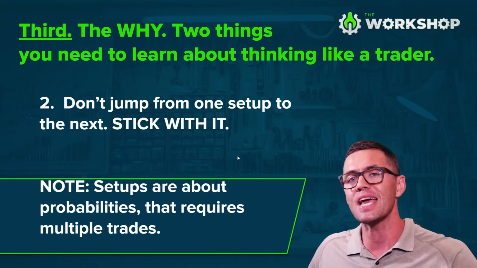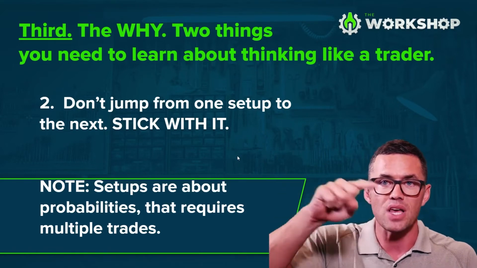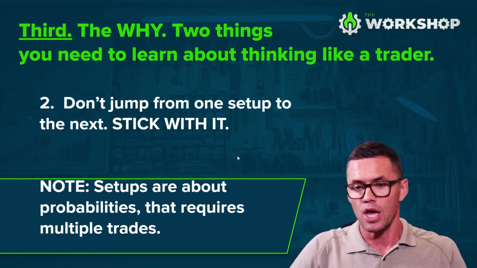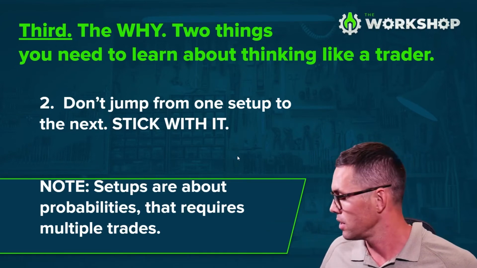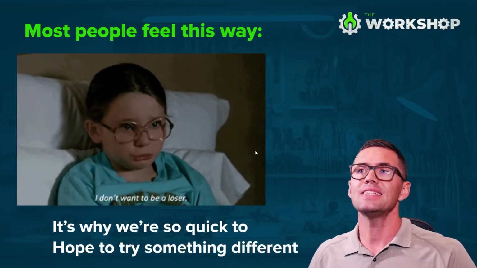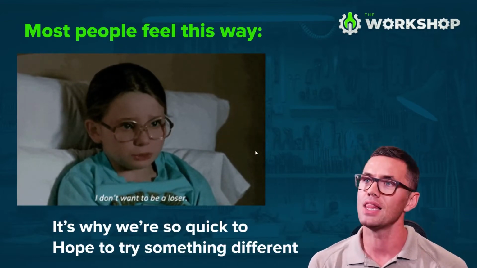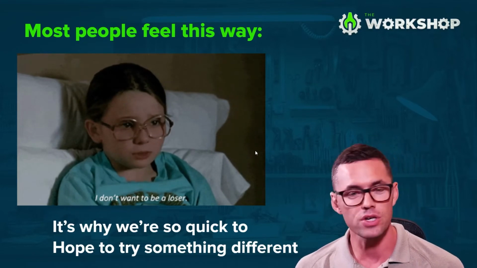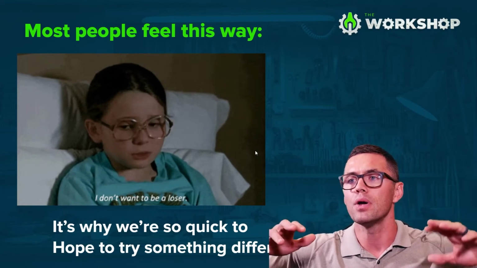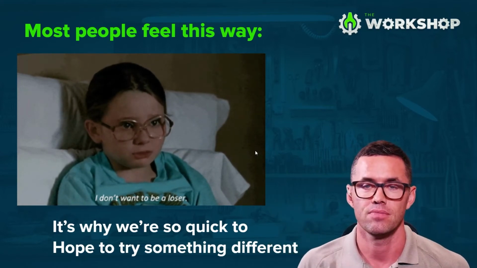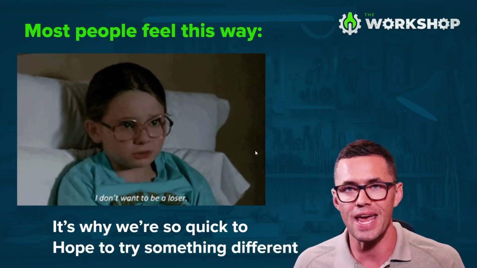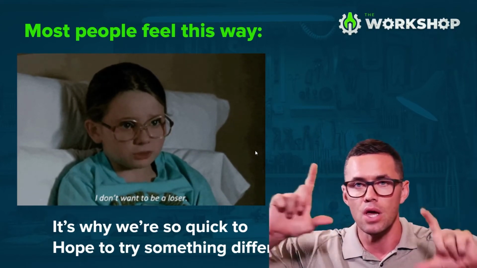So don't make the mistake a lot of young traders make: bounce, bounce, bounce, this idea, that idea. Oh, I want some of this. I want some of that. Maybe that. I'm going to try this. No. Don't do that. And the reason we do it is because we don't want to be wrong. And this is how most people feel. I don't want to be a loser. None of us want to be losers. It's why we're so quick to hope and to try something different. We don't want to feel like that. And it's completely understandable, which is why we bounce from thing to thing to thing.